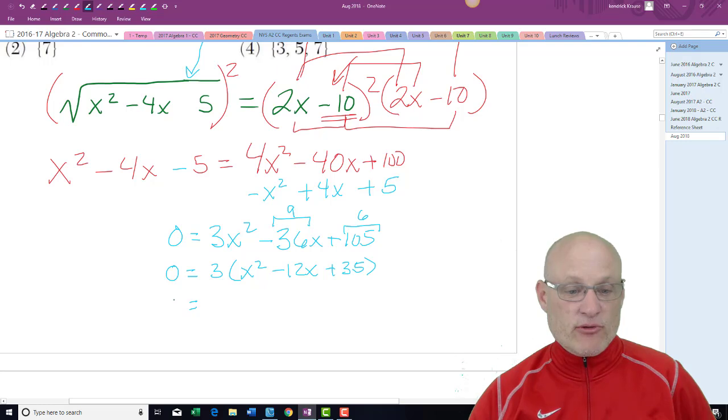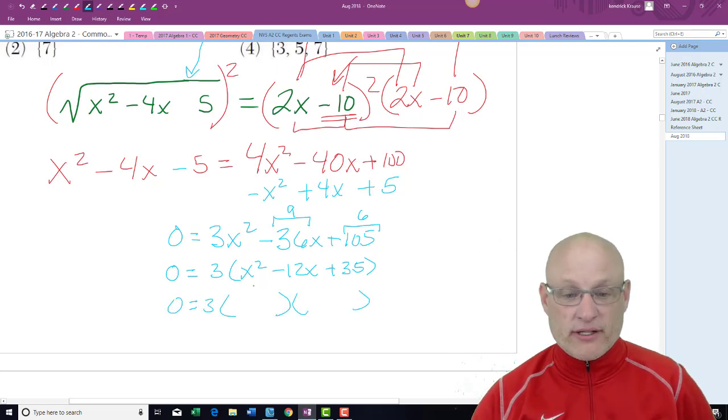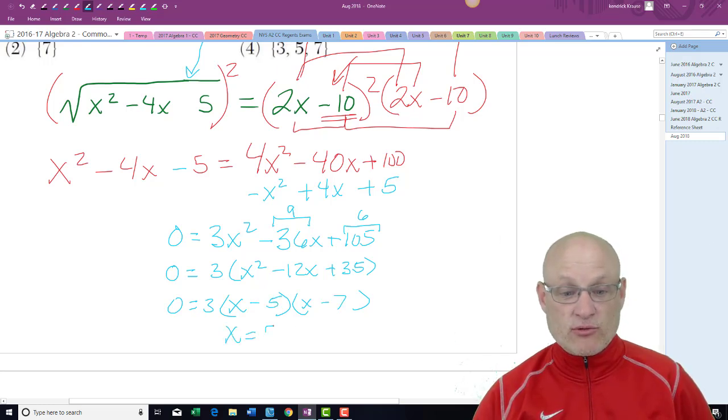So then I'm going to use the answers to help me out, because it looks like the answers are all 5 and 3 and 7. So x and x, and I know 5 times 7 is 35, so this is going to be minus 5 and minus 7, and I get two answers, x equals 5 and x equals 7.